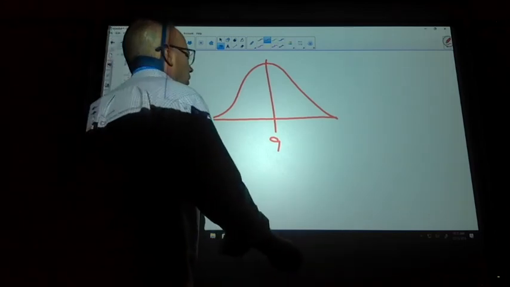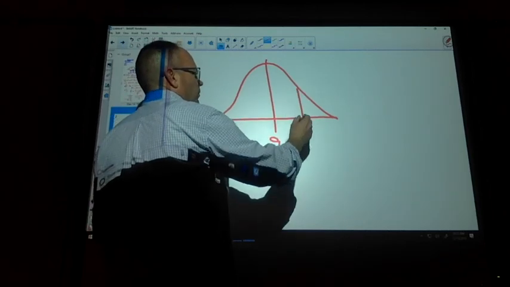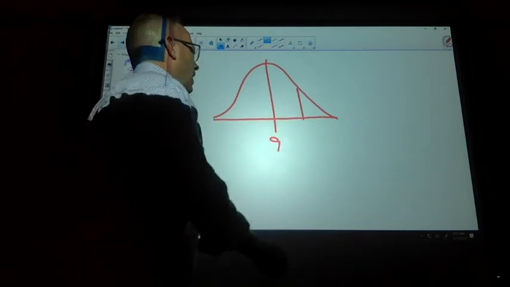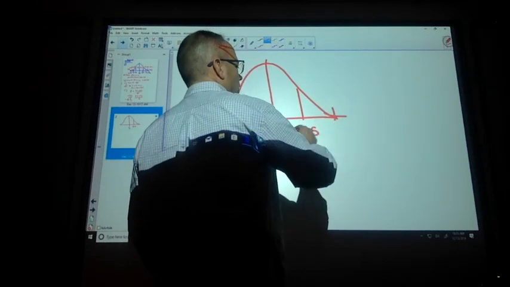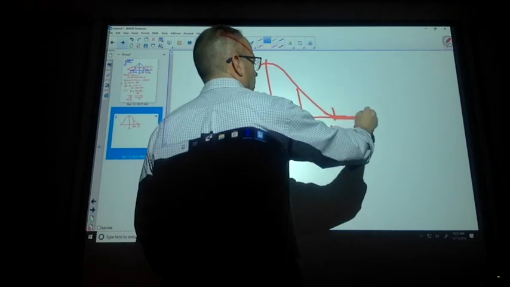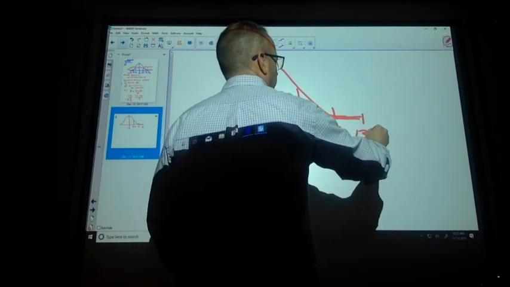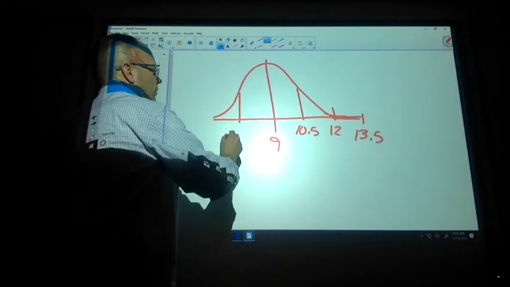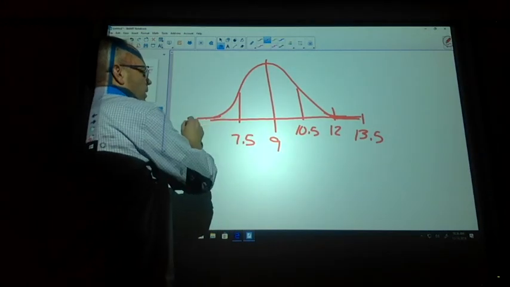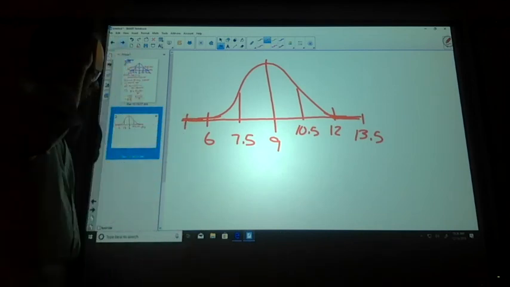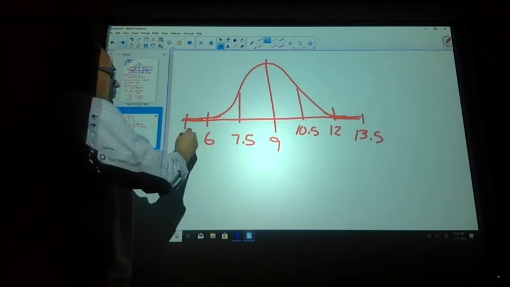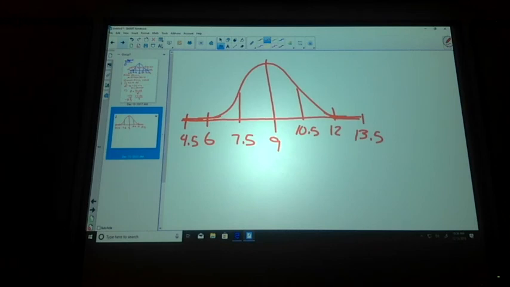What's the shoe size that increases by the standard deviation? 1.5. So 10.5, and then 12, then 13.5, and then 7.5, then 6, and then what's the last one? 4.5. So that's how we do our spread of our data. That's important to be able to do for what you'll see on the finals.